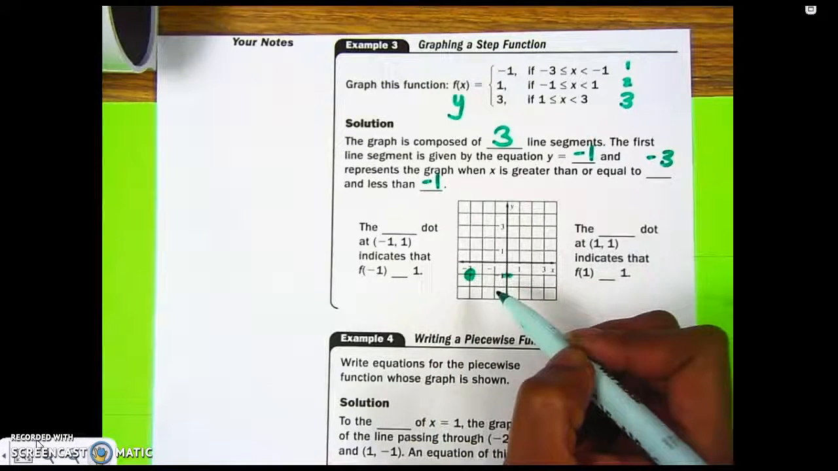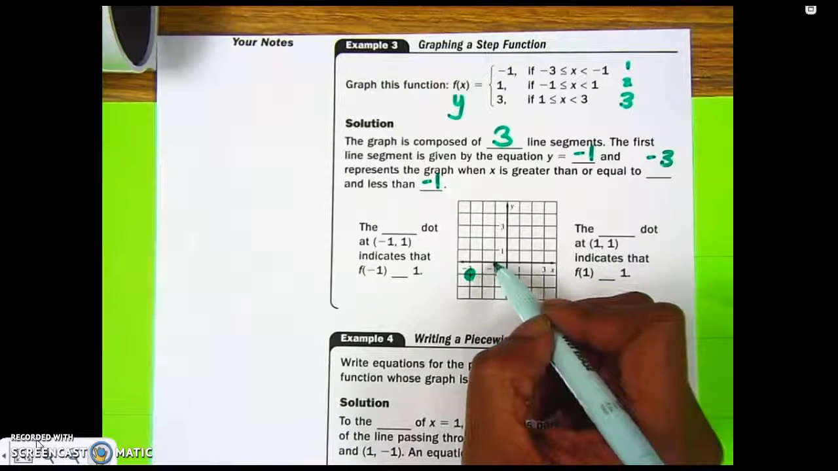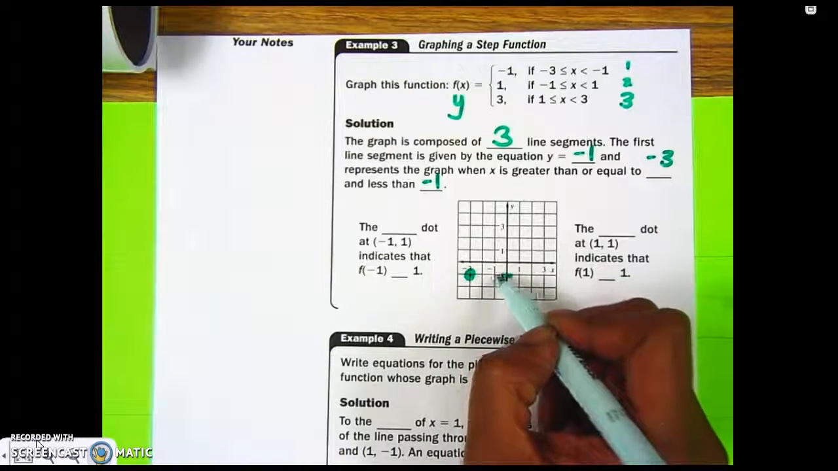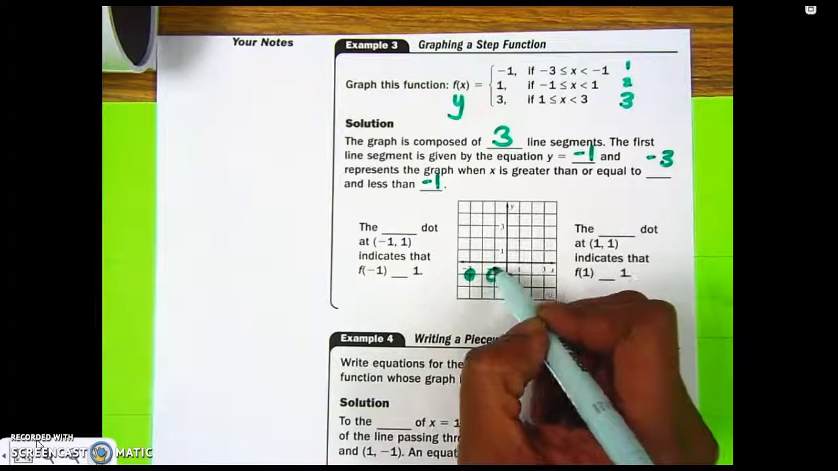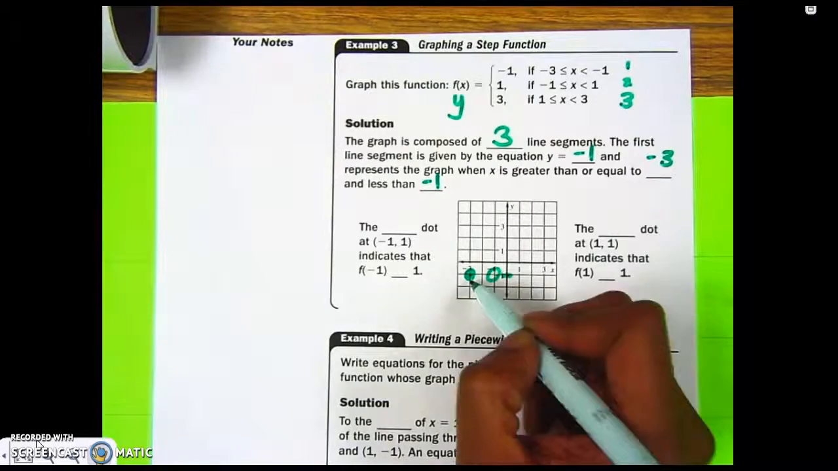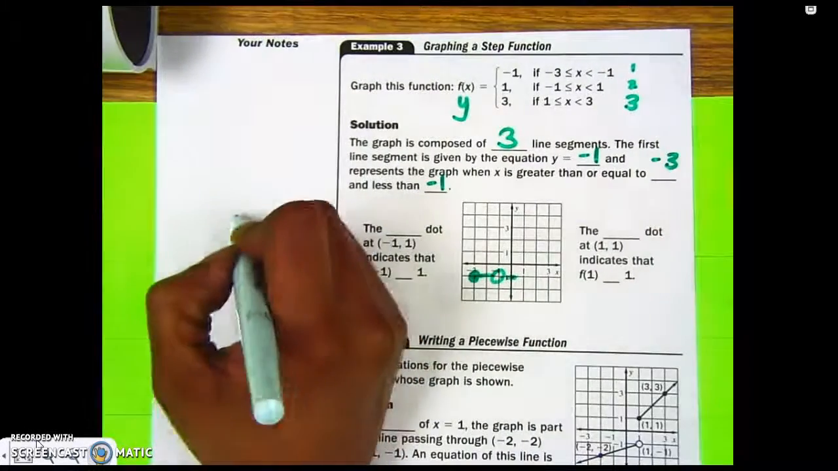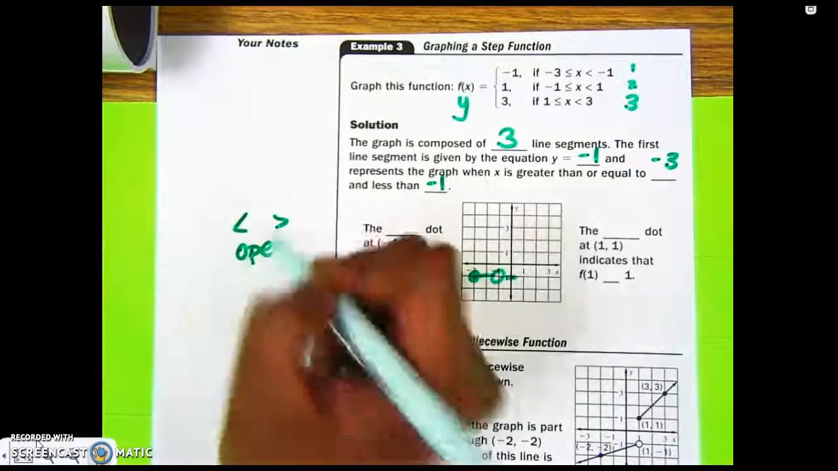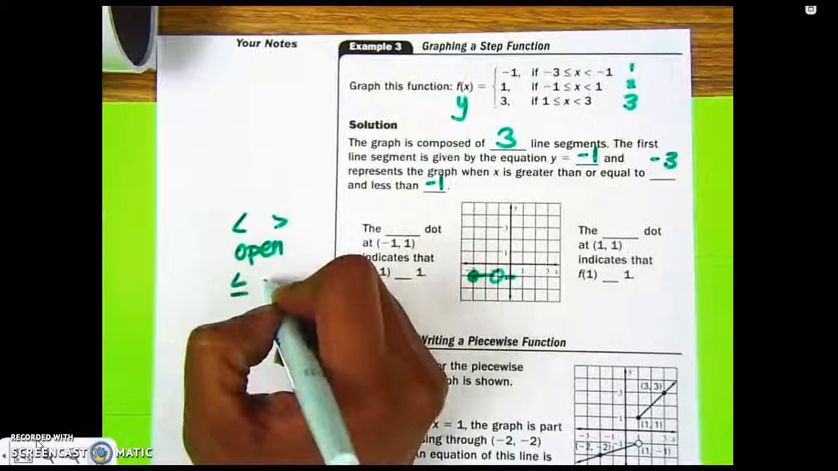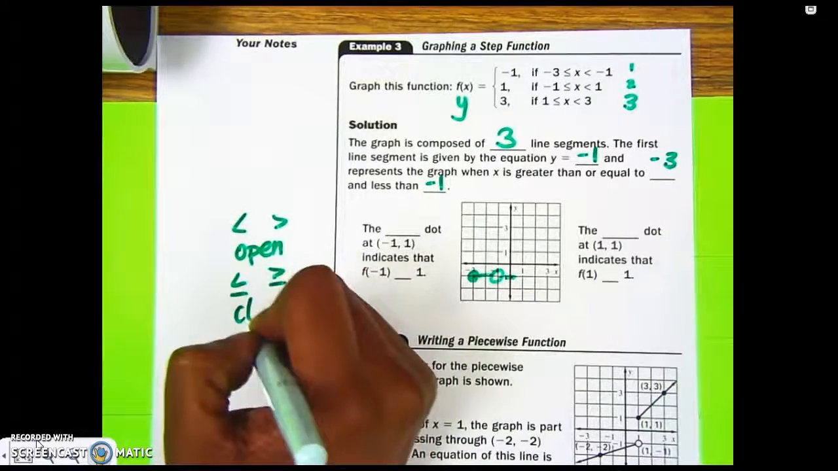All right, and then since it says x is less than -1, I'm going to go to -1 on the x-axis and line it up with my little placeholder. And since it's just less than, I'm going to do an open dot. All right, and then I connect the two together. And let's write that over here on the side so we can remember it. The less than and greater than signs mean open, and then less than or equal to and greater than or equal to mean closed.